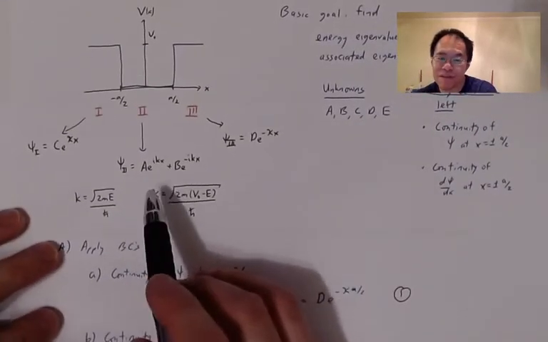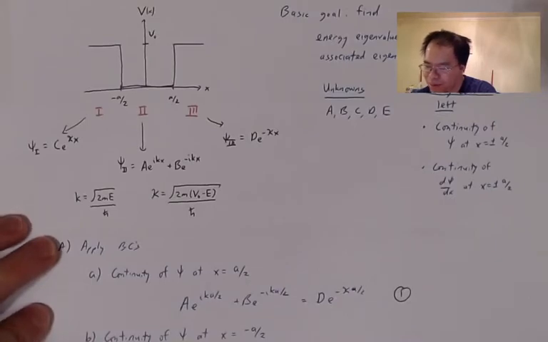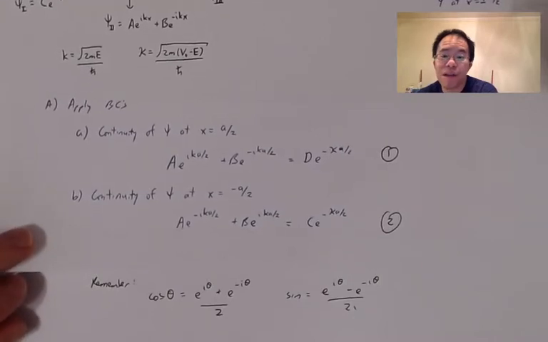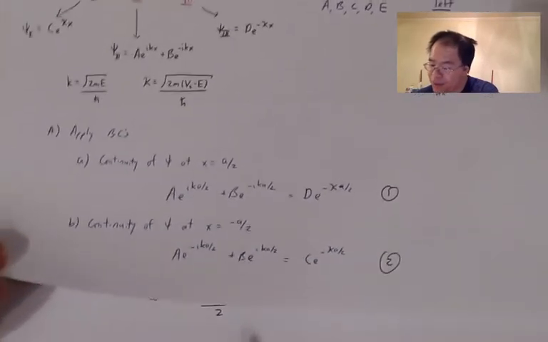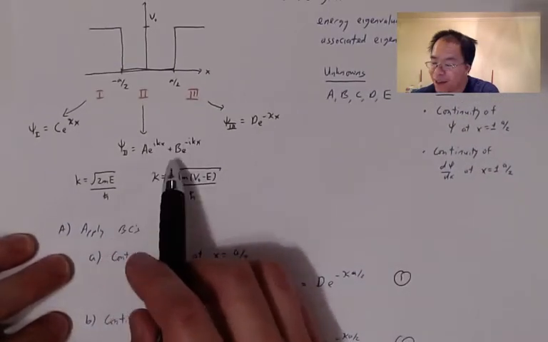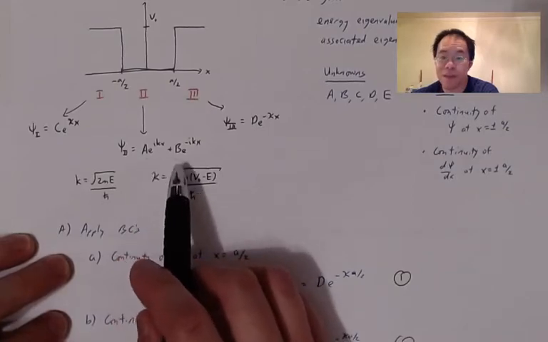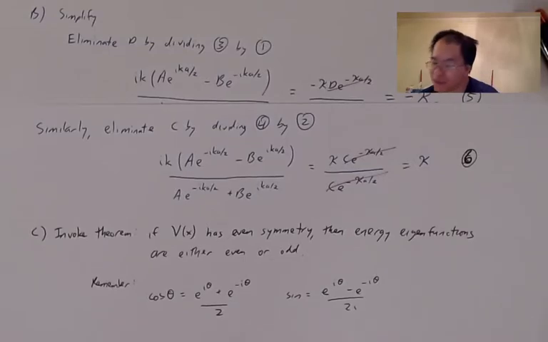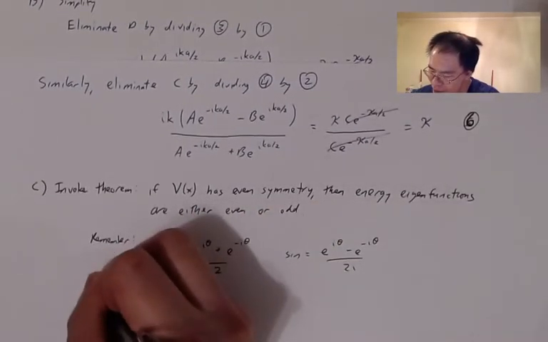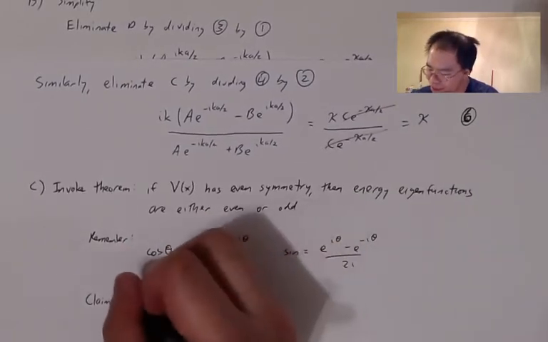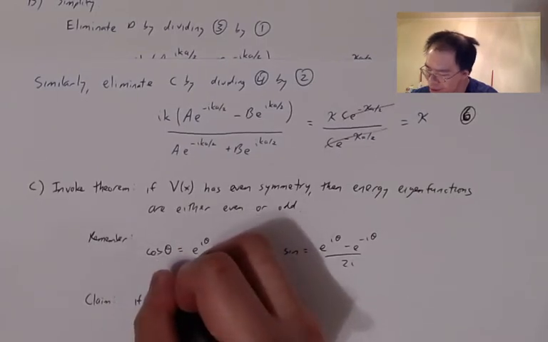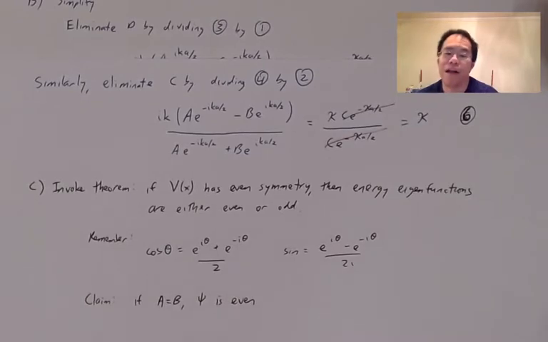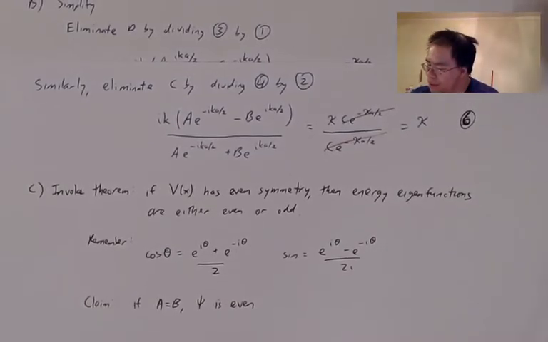Now, let's think about symmetry. There are several ways to ponder this, but let's just think about the even case for a second. You know that cosine x is even, and notice that if a equals b, I have e to the ikx plus e to the minus ikx, which is nearly cosine. So my claim, which I'm being a little hand wavy about, is that if a equals b, psi is even, at least in the middle.